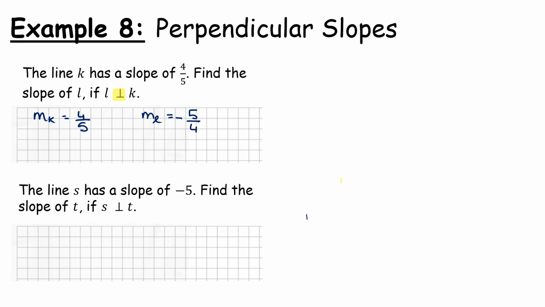The line S has a slope of minus 5. Find the slope of T if S is perpendicular to T. So the slope of S is equal to minus 5. Now remember that every whole number can be written over 1. Therefore, the slope of T is, when I flip it, 1 over 5. And that should be a minus, but I'm going to change the sign. So I get 1/5. And that is the slope of T. So it's as simple as that. It's not difficult, but it is something you do need to remember.